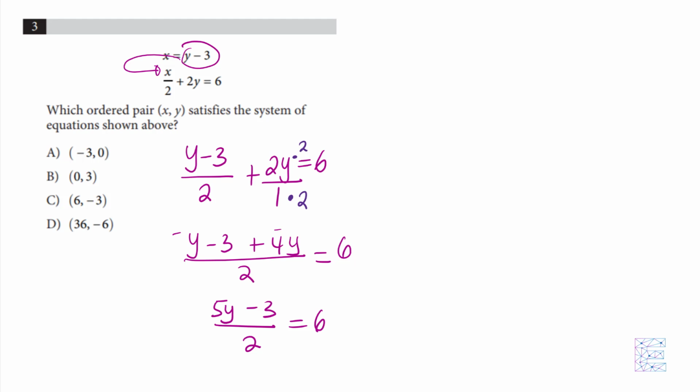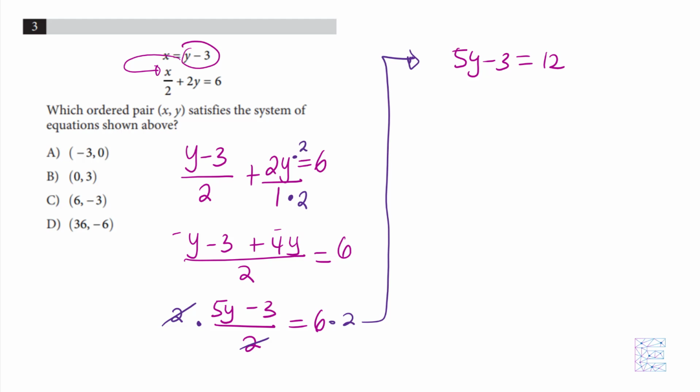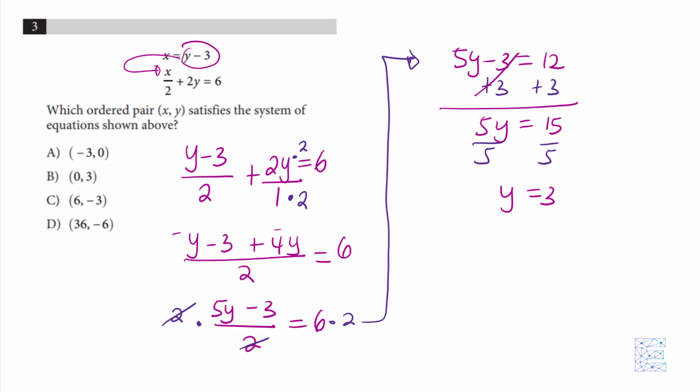And we are super close to getting y by itself. We just need to keep working. So the next step is to multiply each side by 2 as shown. Of course, these 2's are going to cancel. Well, let's move this up here where we have more room. So what's left is 5y minus 3 equals 12. And of course, our next step is simply to add 3 to both sides as shown. And these cancel, so 5y equals 15. And last but not least, we'll divide each side by 5, which means our y value is 3.